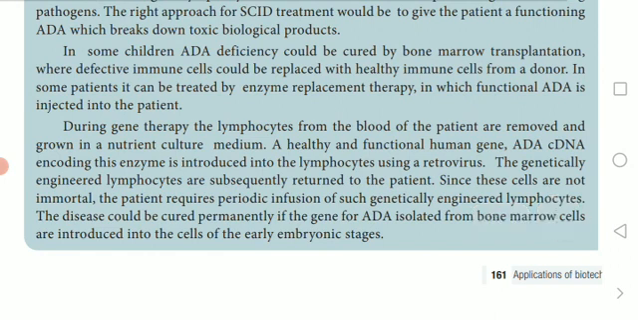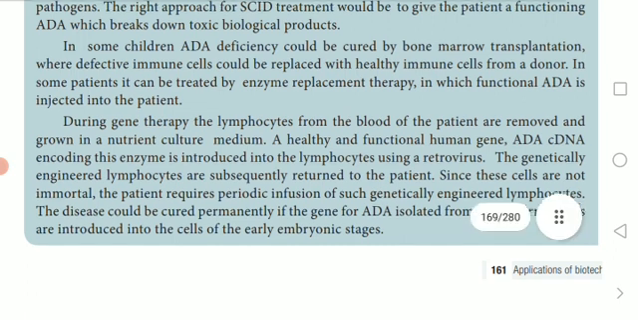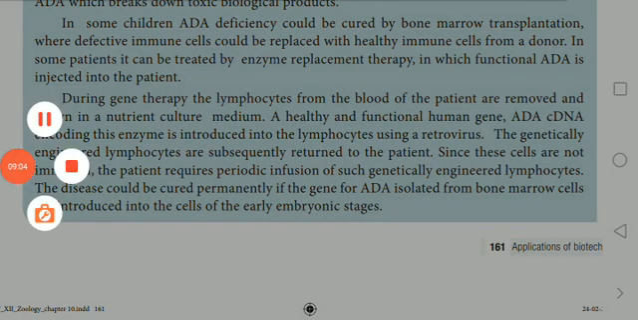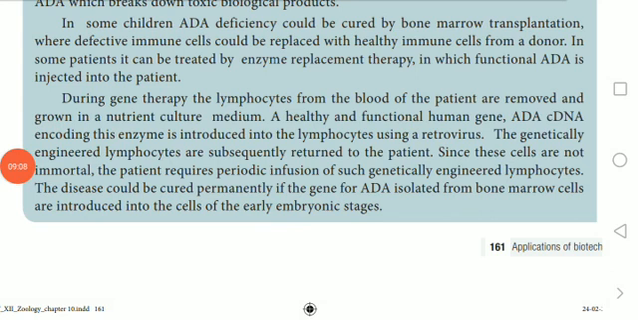In some children, ADA deficiency could be cured by bone marrow transplantation, where defective immune cells are replaced with healthy immune cells from a donor. The bone marrow has to be transplanted from a healthy person. Some patients can be treated by enzyme replacement therapy, in which functional ADA is injected into the patient.